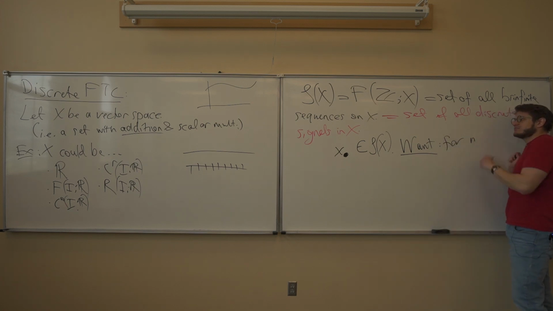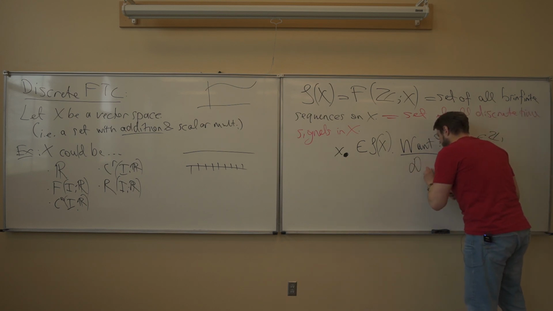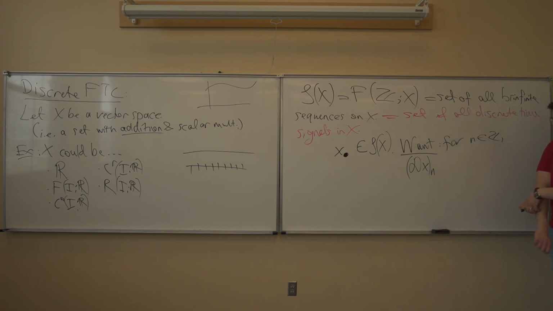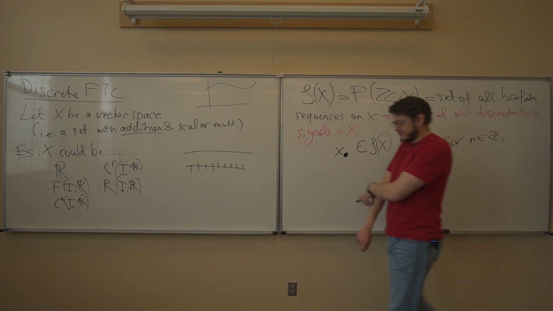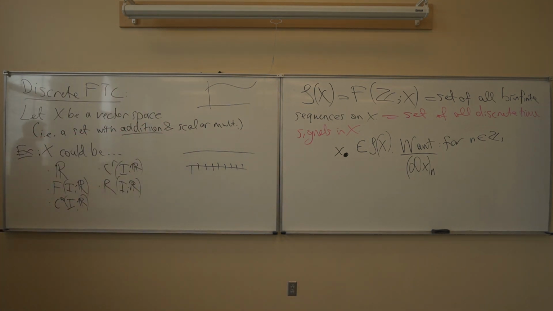For some time n, my time is discrete for sequences. I want the derivative of x at time n. Now, how can I define this? Any guesses? There are many ways of doing this, but let's brainstorm a little bit.